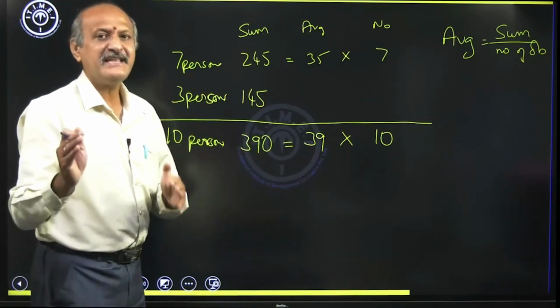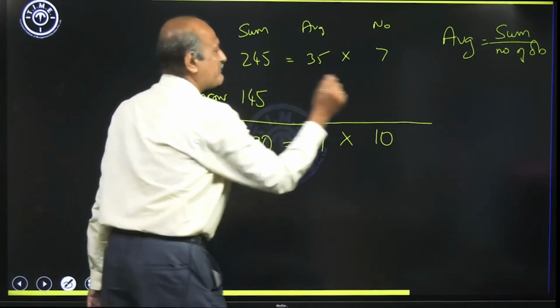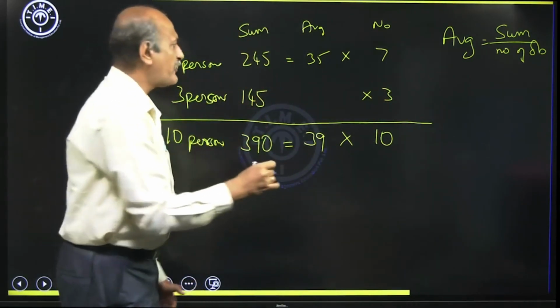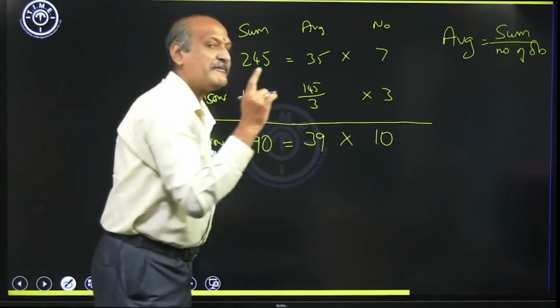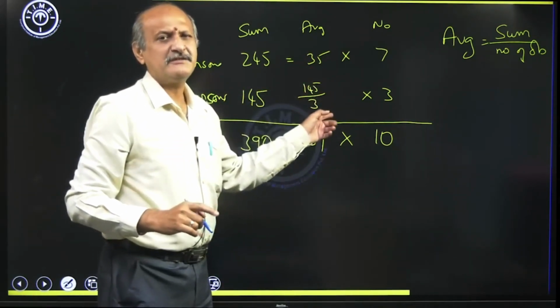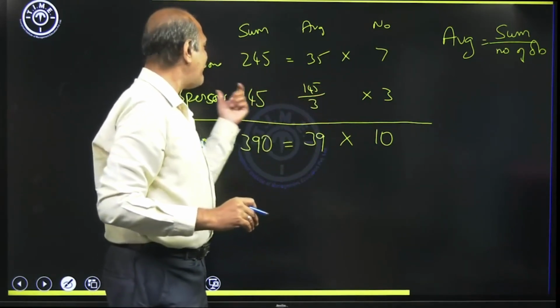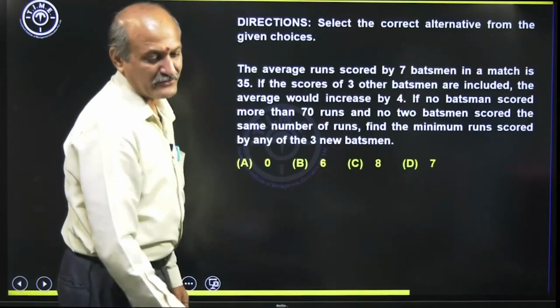If you want, you can calculate the average for this also. Please observe, 145 is the score for 3 people here. So what would be their average? It is simple. It is equal to 145 divided by 3. Observe, it's not divisible by 3. It comes as a decimal number. But this would be the average for those 3 new people who are joining this group.